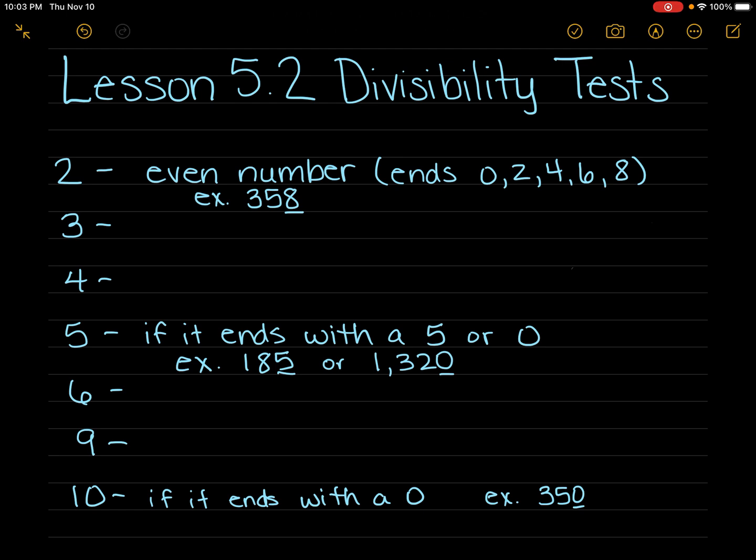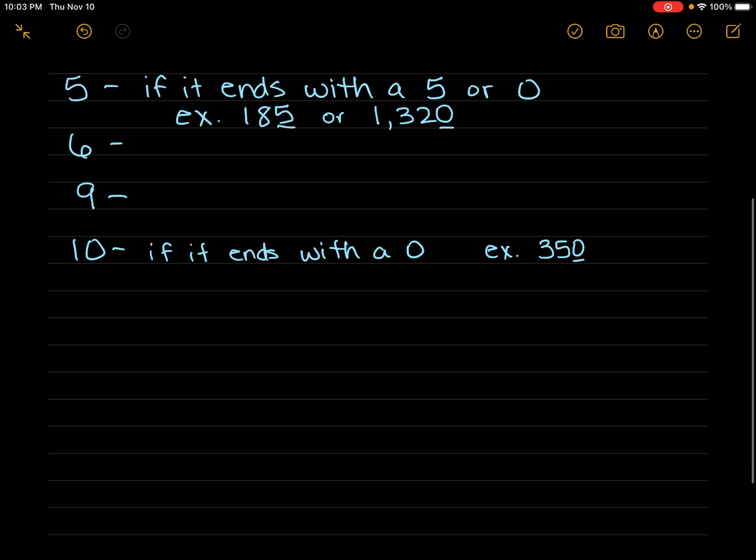So those are the 3 easy ones. All you're looking at is the last number to see what it ends in. And we're going to do some more examples in a minute. Actually, I want you to scroll up and let's do some examples. So example 1 in your book. I'm sorry, you're not going to scroll up. You're going to go down to the next part.